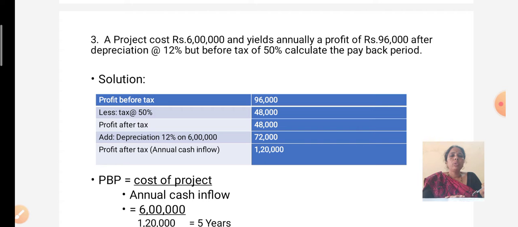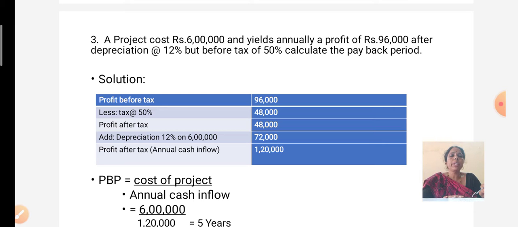Take down. Now make two columns. Profit before tax, that is the profit given to us in the problem, 96,000. Next you have to reduce tax, because we take profit after tax for our cash inflows. So it is 50%. So from 96,000 you take 50%, that is 48,000. The next column is profit after tax. So we get the other 50%, that is 48,000 profit after tax.